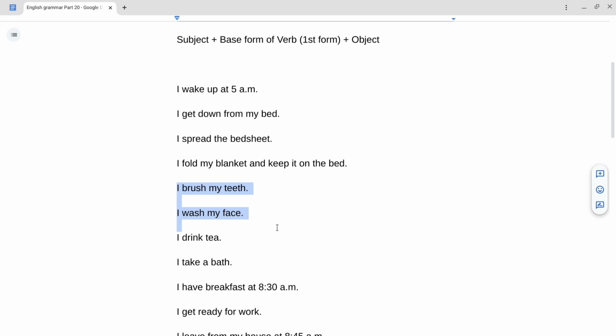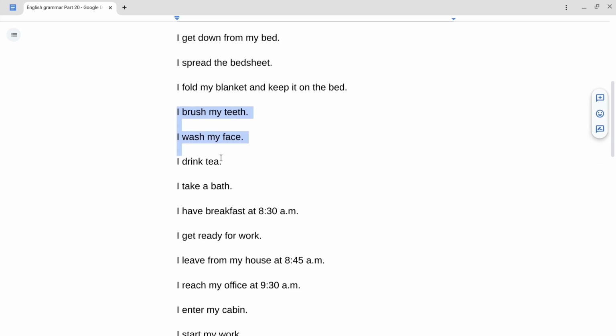Got it? Here I brush my teeth, brush is the verb. We start with the subject followed by a verb and then the object part. So I brush my teeth. Please imagine yourself in this situation and remember to prepare notes as well and feel free to ask any kind of doubts you have in the comment section. Okay, I brush my teeth.